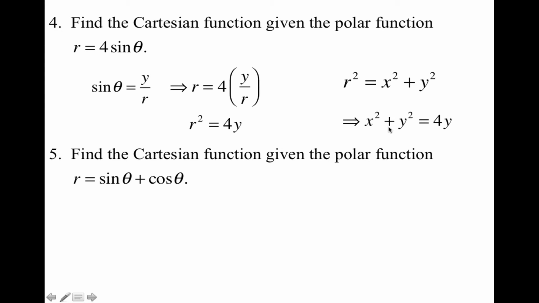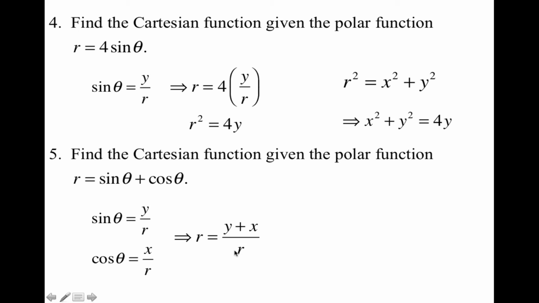And I know I'm done because I have no more thetas or r's left in the function. All right, now let's do the same thing, but this time r equals sine theta plus cosine theta. So for this one, I know that sine theta equals y over r and cosine theta equals x over r. So I can replace the sine theta with y over r and the cosine theta with x over r.